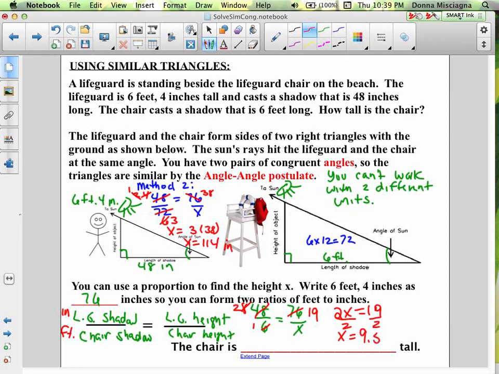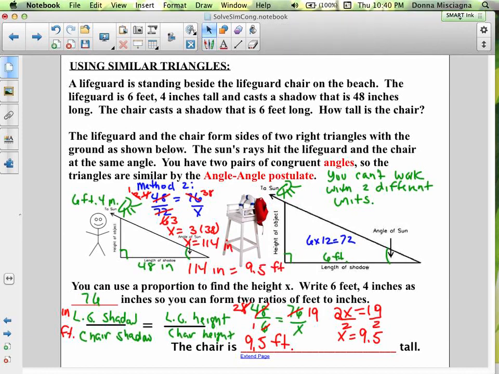Well, anyway, it's a good thing we did it 2 ways, because I caught my mistake, 9.5 feet tall. You know, it's always the little things with me. I'll do all the hard things right, and then I made a mistake dividing by 2. All right, so 9.5 feet tall. And so 114 inches is equal to 9.5 feet. They are the same. All right, and it doesn't matter which units you use.